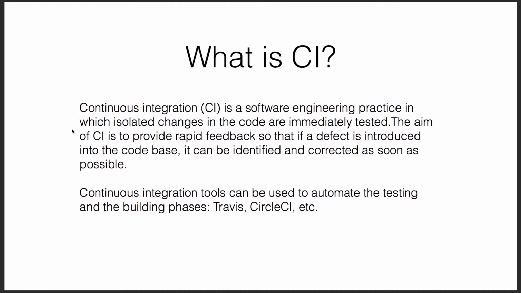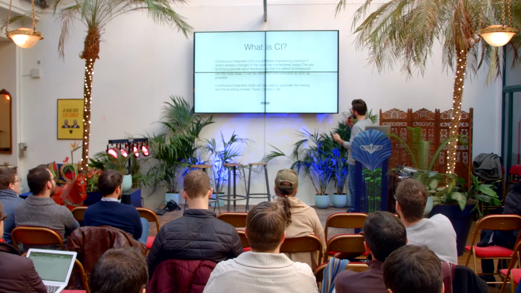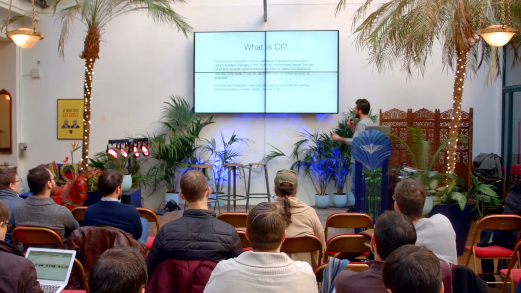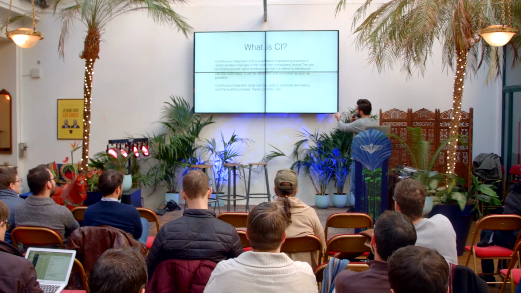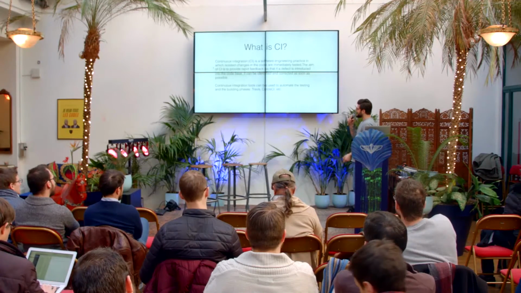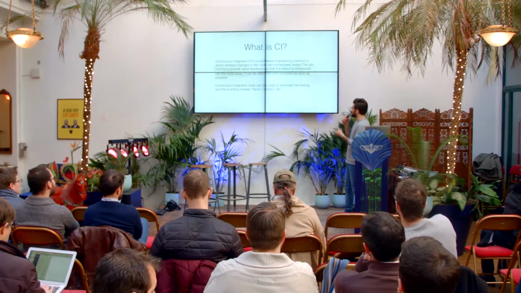I think most of you know what continuous integration is, but for the ones that don't, it's a software engineering practice in which isolated changes of the code can be immediately tested, so you can get rapid feedback if you have introduced an error. And if so, you can identify and correct the error as soon as possible. Travis or CircleCI and so on are tools that can be used to automate the testing and building phase in your continuous integration pipeline.